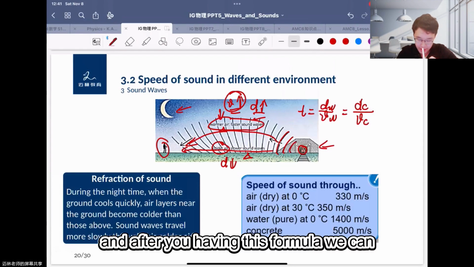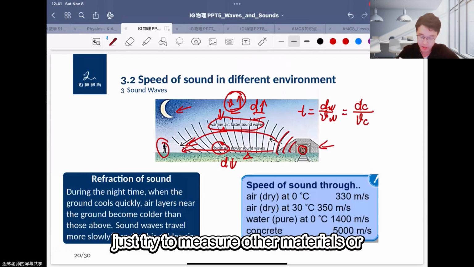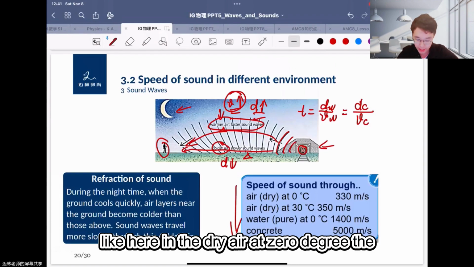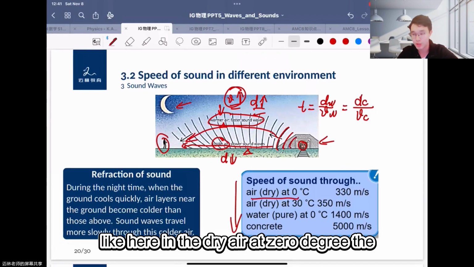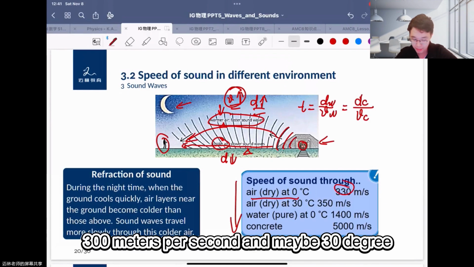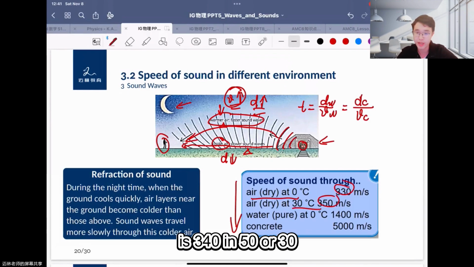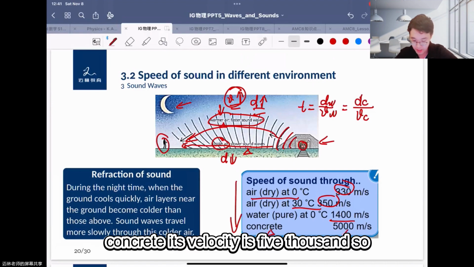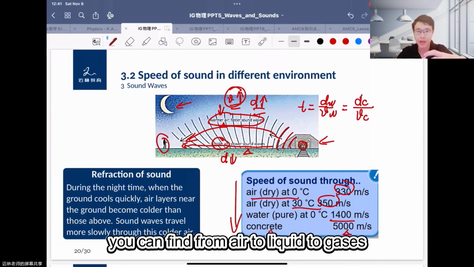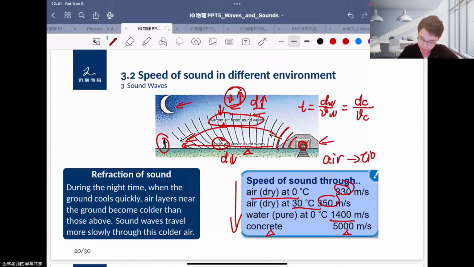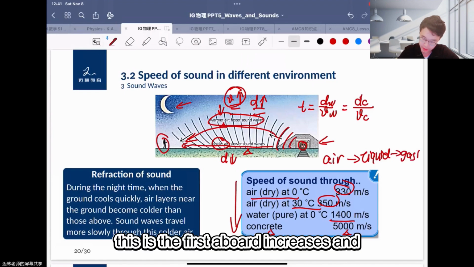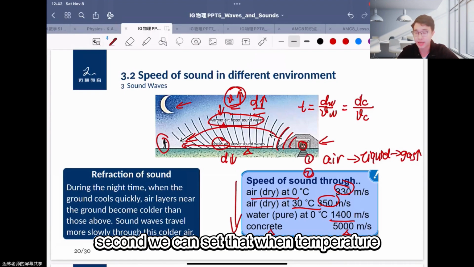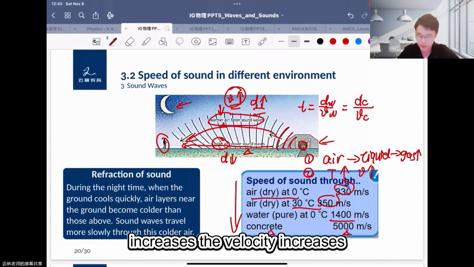Okay, and after you have this formula, we can try to measure other materials or other media and the sound traveling speed. Like here in dry air at 0 degrees, the traveling speed is 330 meters per second, and maybe at 30 degrees it is 340, 50, or sorry. And in pure water it is 1,400 meters per second, and in concrete its velocity is 5,000. So you can find from gases to liquids to solids, the speed increases, right? This is the first property for this. And second, we can say that when temperature increases, the velocity increases, okay?